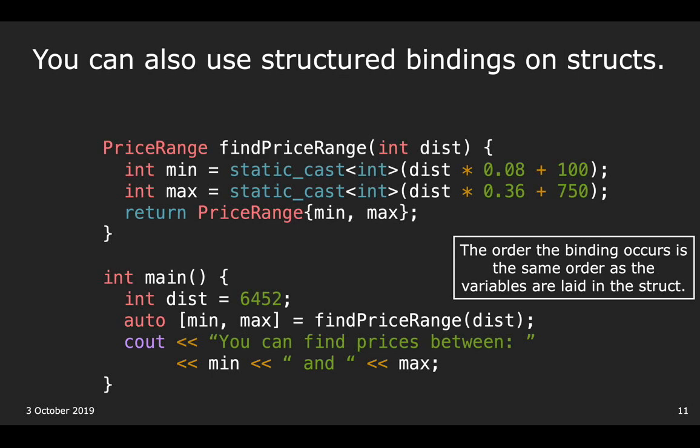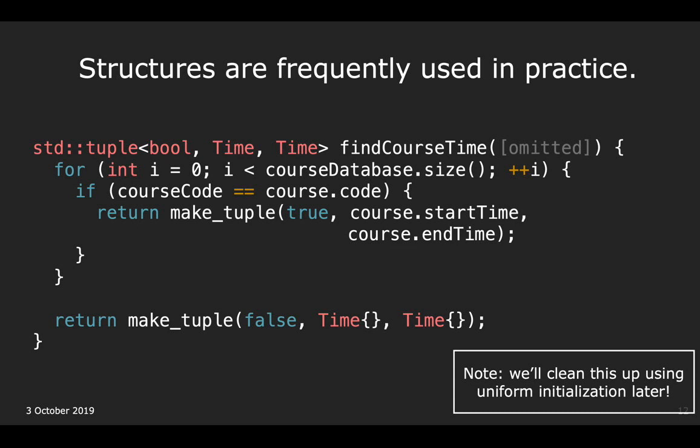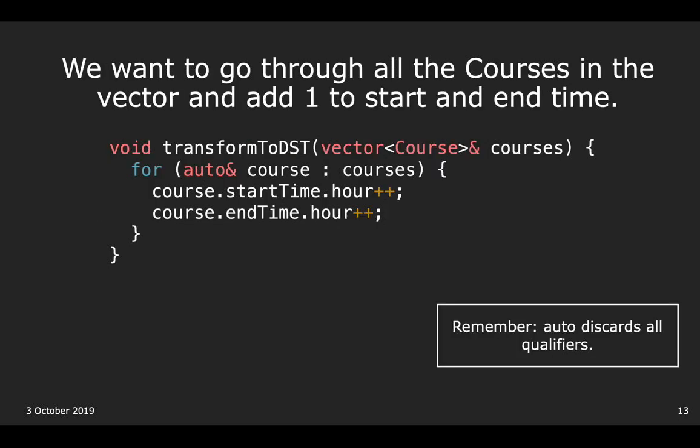All right, and then you can do the same thing with the structured bindings. When you return the struct, you can access the variables and extract them out into separate variables, kind of like what we did for the pair. All right, let's not go through this example.